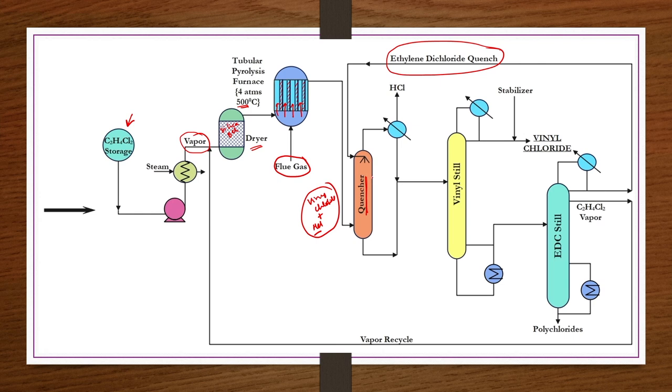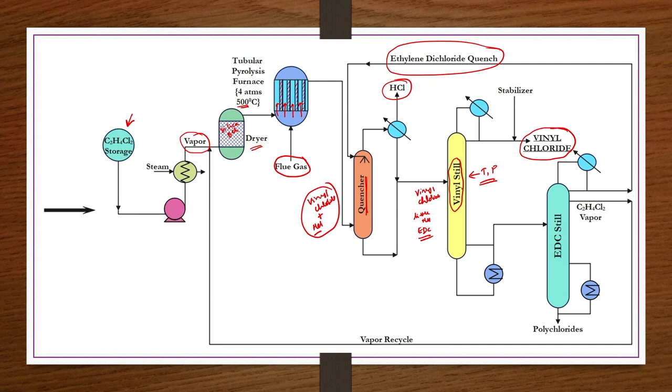In order to stop that back reaction, this ethylene dichloride quench is utilized. In the quencher, the HCl vapors are condensed and collected as HCl acid. Now here primarily you have the vinyl chloride only, with little HCl or EDC that may be there. So you take it to the vinyl chloride still, which is a fractionator like a distillation column. When you apply the temperature and pressure conditions in such a way that vinyl chloride is more on the top side, it is collected as the top product after condensation and stabilization.